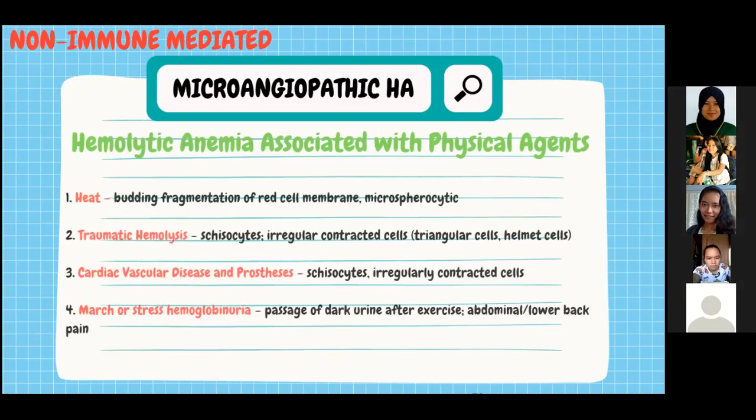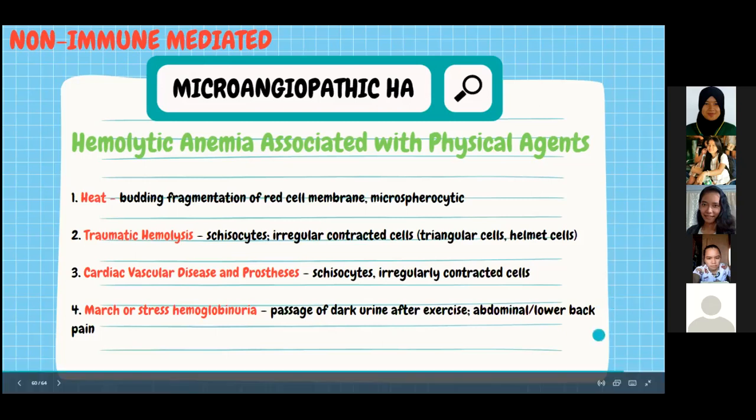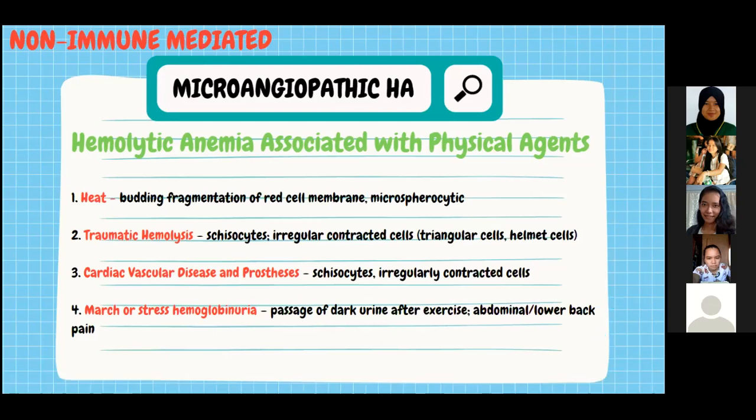And the last non-immune mediated is the hemolytic anemia associated with physical agents. There are four: the heat, traumatic hemolysis, cardiac vascular disease and prosthesis, and march or stress hemoglobinuria. So the heat causes budding fragmentation of the red cell membrane, microspherocytes. The next one, the traumatic hemolysis, shows schizocytes, irregular contracted cells, or the triangular cells, or the helmet cells.